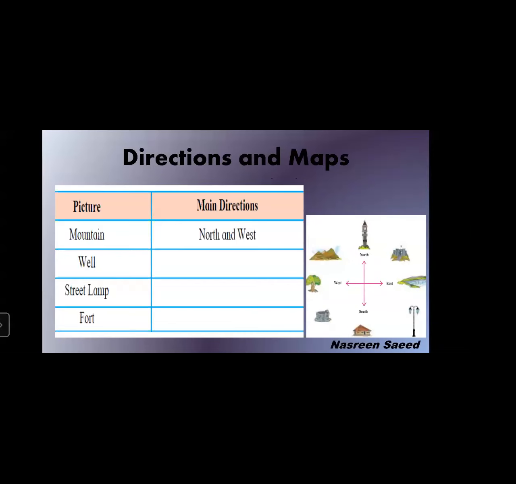Now, again, we have to refer to the same picture. In these pictures, they have given a mountain, well, street lamp, and fort. They are not towards the main direction. So we have to find out between which two main directions they are located and then write the answer.